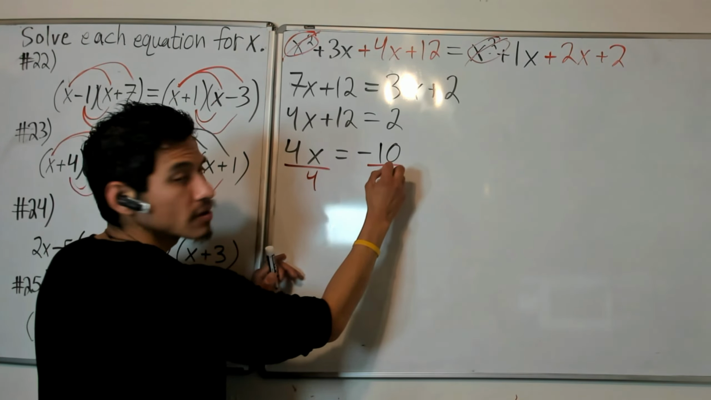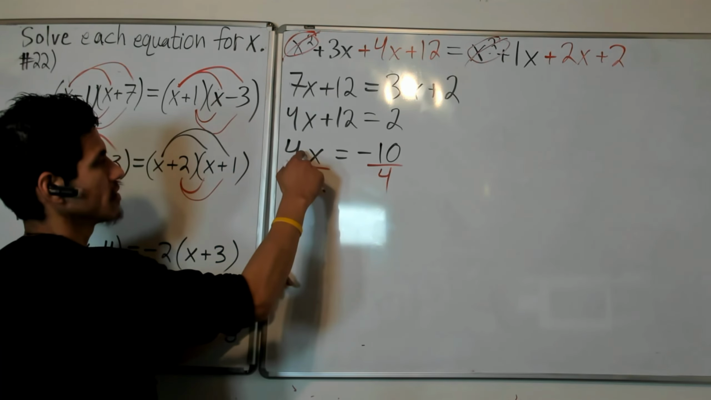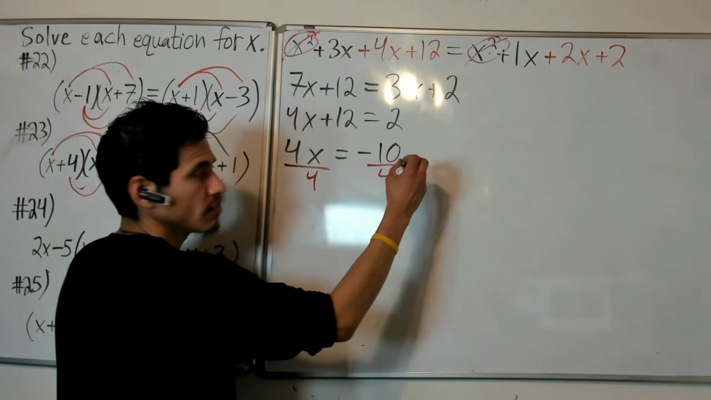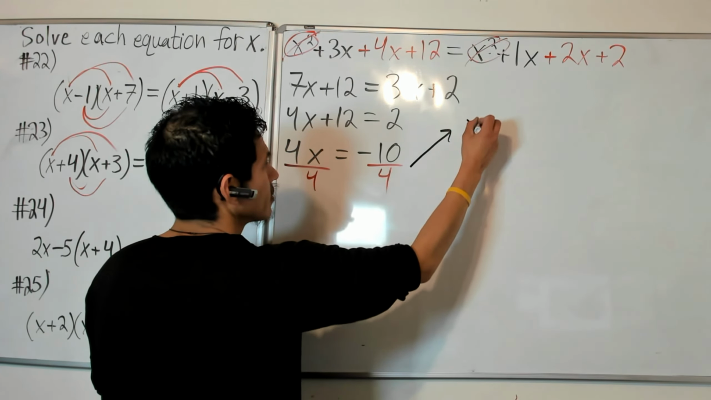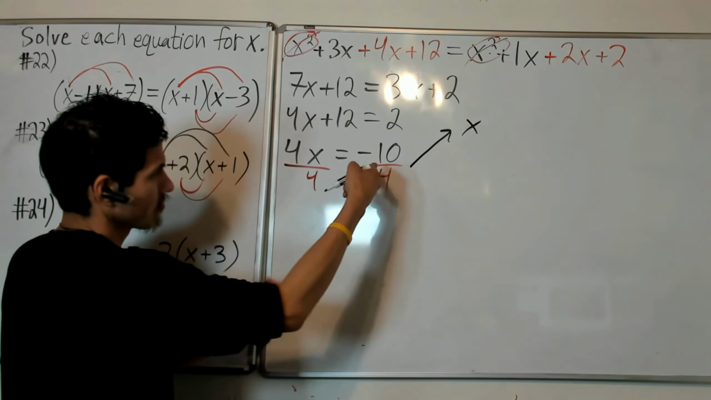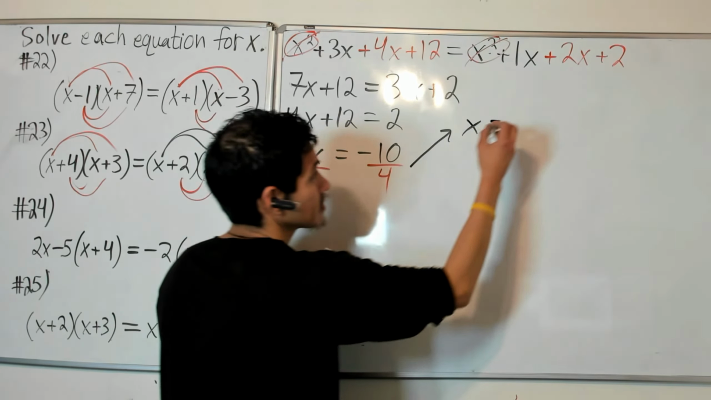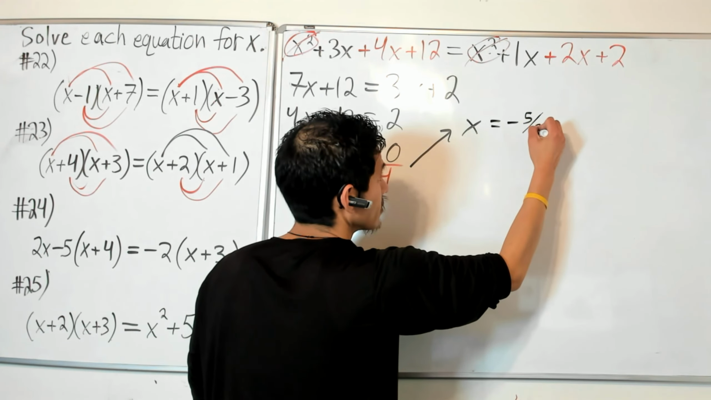Then we just divide by 4 for x, and we'll get x is negative 10 over 4, or negative 5 halves.